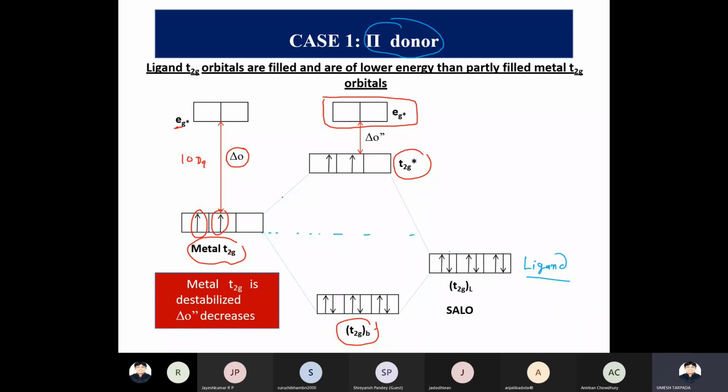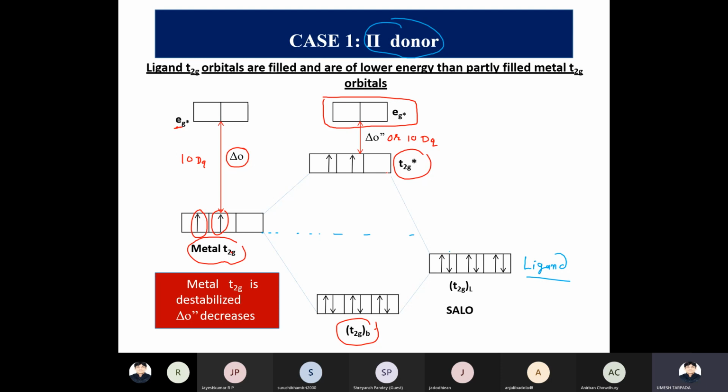तो उस केस में क्या होगा? You will get again T2G star, that is called anti bonding. यहाँ T2G और Eg के बीच में difference 10 Dq था. Now difference between T2G star and Eg star is 10 Dq. This difference is 10 Dq, and that's why this is the case of pi donor, क्योंकि लिगेंड line है उनकी energy कम है, तो ये difference यहाँ भी maintain रहेगा. This is one, case number 1.